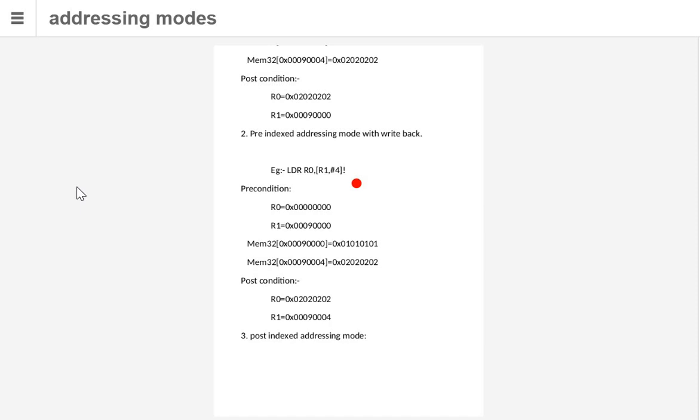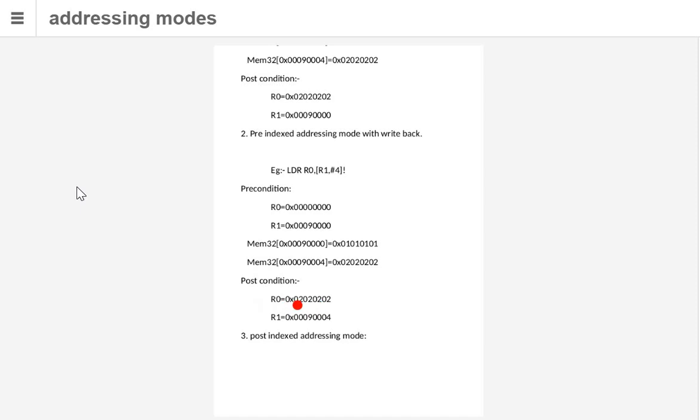That means that is the address location. You have given an offset value directly, that is 4. You have to add R1 with 4 and get the address location, pick up the data from there and store it into R0. So the meaning of the instruction is the same, that means the operation is also the same.